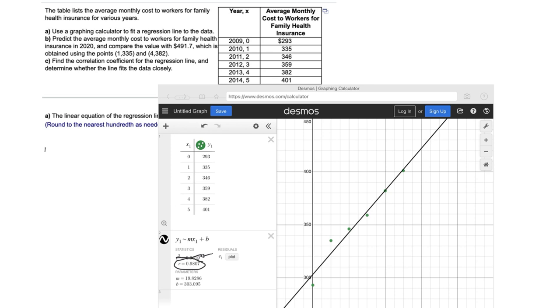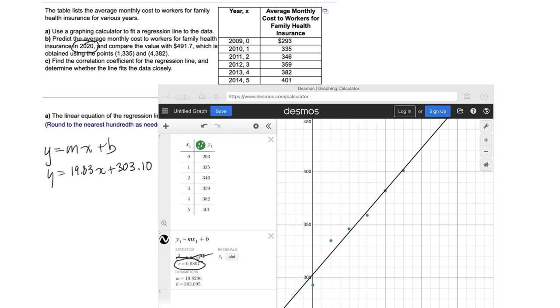Okay, so let's write our equation. It has to look like this. And the decimals tell you what your slope is. 19. Now they say round to the nearest hundredth. So let's go 19.83. 19.83x plus the y-intercept, 303.10, I think. 303.10. Okay, again, then they say predict what it'll cost them in 2020.